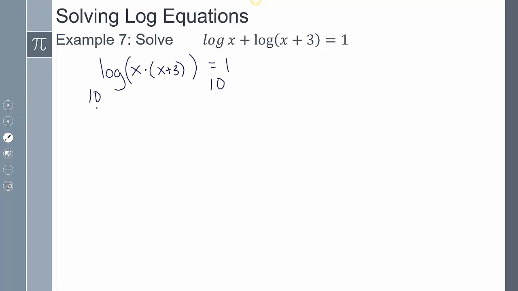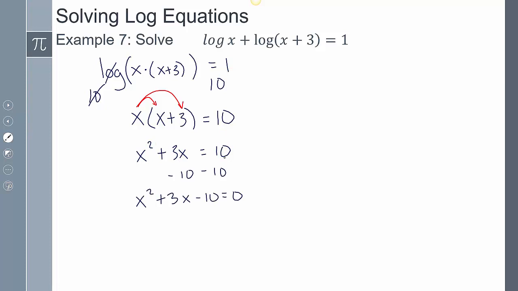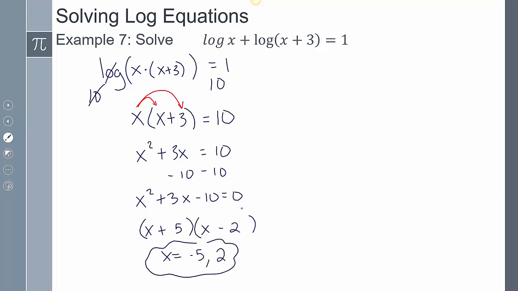So now I can take that base 10 to both sides. Log and base 10 cancel out. I can distribute that x through, and so I'm going to get x squared plus 3x. This was 10 to the first, so that's going to be 10. Minus 10 on both sides. So I get x squared plus 3x minus 10 equals 0. I can factor that, and so I'm going to get x equals negative 5 and 2.